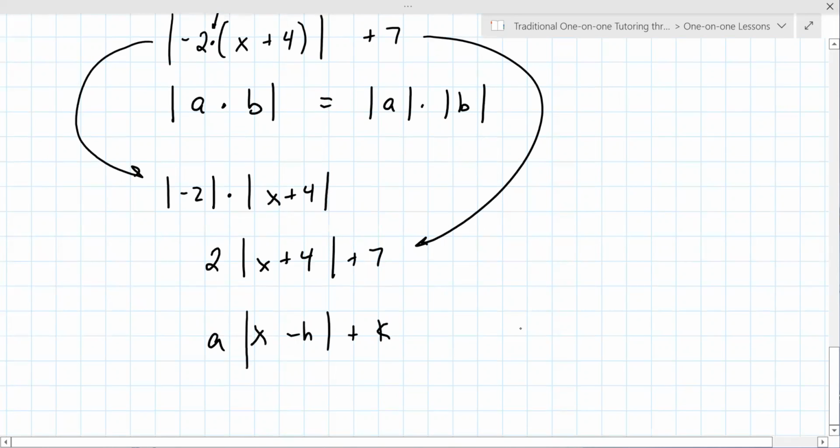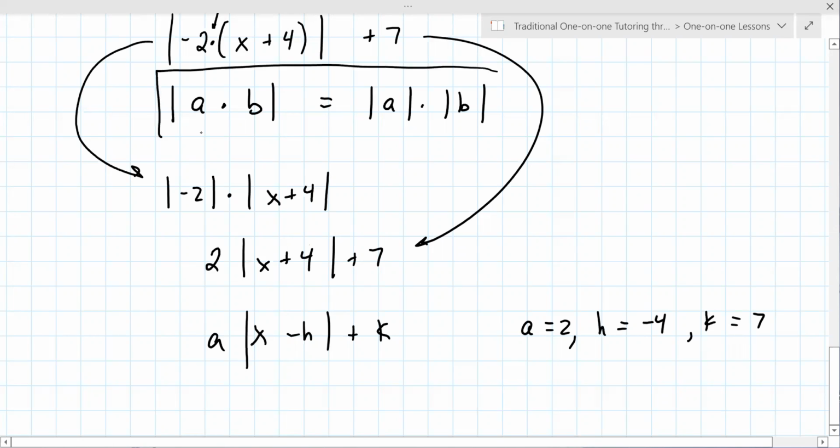So we'll do a few examples like this, but the value of a is 2. The value of h is -4 because it's the opposite of this right here, and k is 7. The key thing, and this is what I wanted to show you, this is really important in these absolute value problems, is this property right up here.